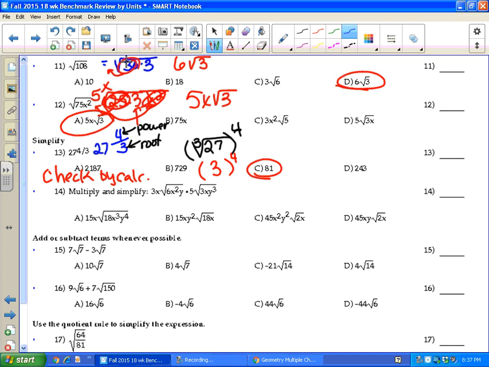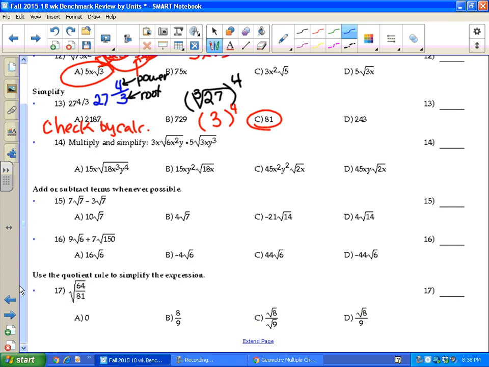Okay, multiplying radicals. You multiply outside times outside, keep it outside. Inside times inside, keep it inside, and then try to see if you can simplify. So outside times outside, 15x. Inside times inside, 6 times 3 is 18, keeping it inside. X squared and x is x to the 3rd. Y and y to the 3rd is y to the 4th.